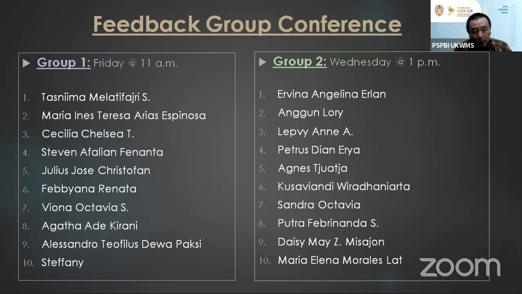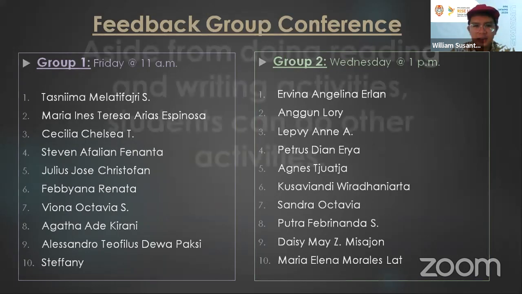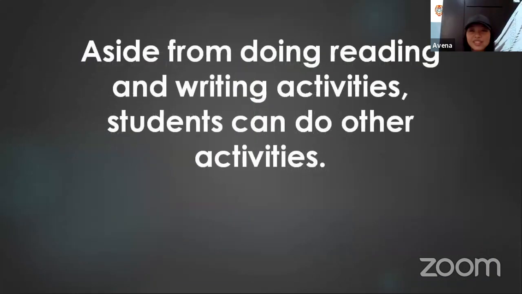Okay, so actually number nine, Alessandro Teofilus Devapaksi, is not here. Okay, then Putra probably is not here. Putra is probably not with us. I tried to contact Putra, but I don't think it's easy. Okay, but I'm going to give you the fixed list of names. Thank you, sir. Okay, then William, you can continue.